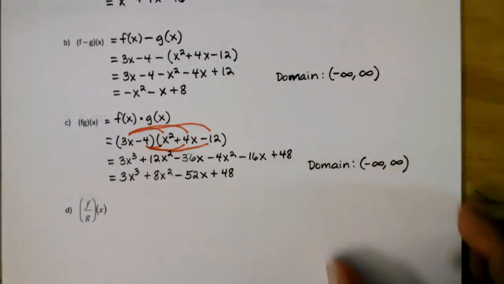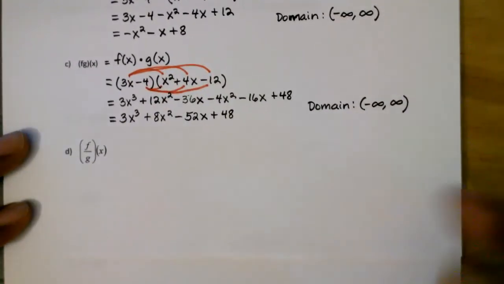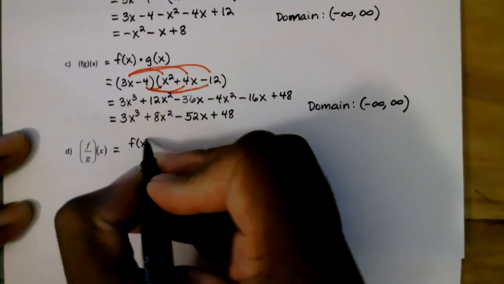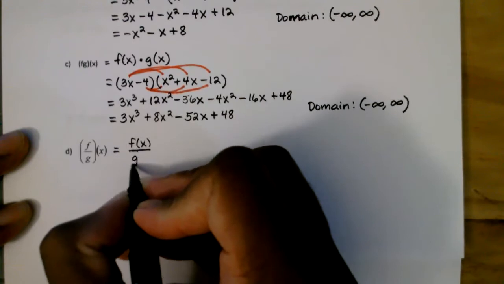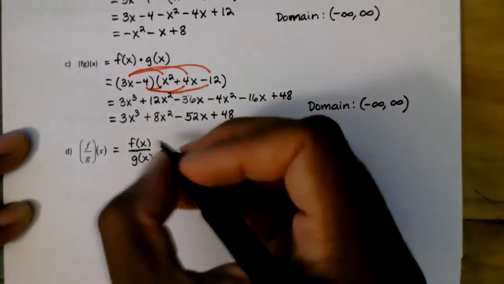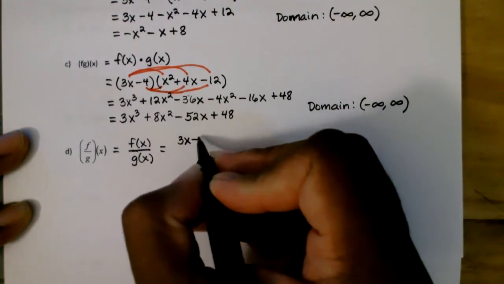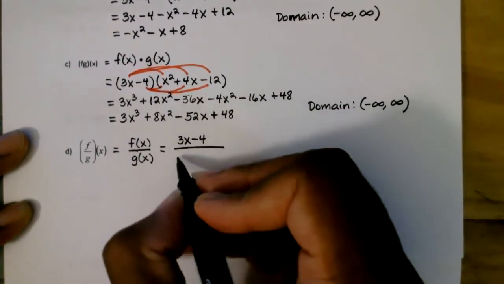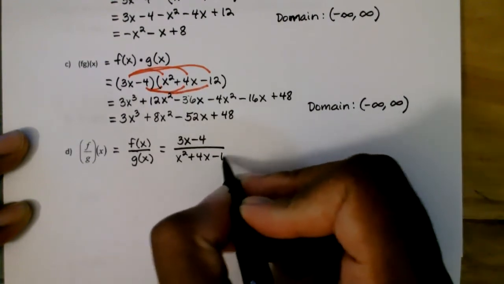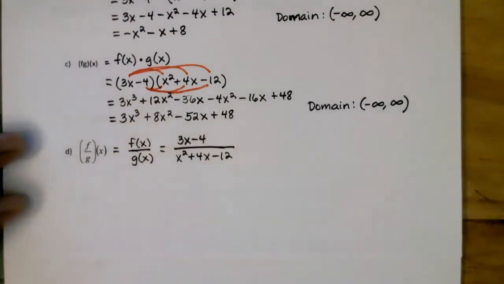All right, and part D, f over g of x. That's the quotient of f and g of x, which means I have f of x divided by g of x. Well, f of x is 3x minus 4 over g of x, that's going to be x squared plus 4x minus 12. Now, this would be as far as I can go as far as simplifying this.